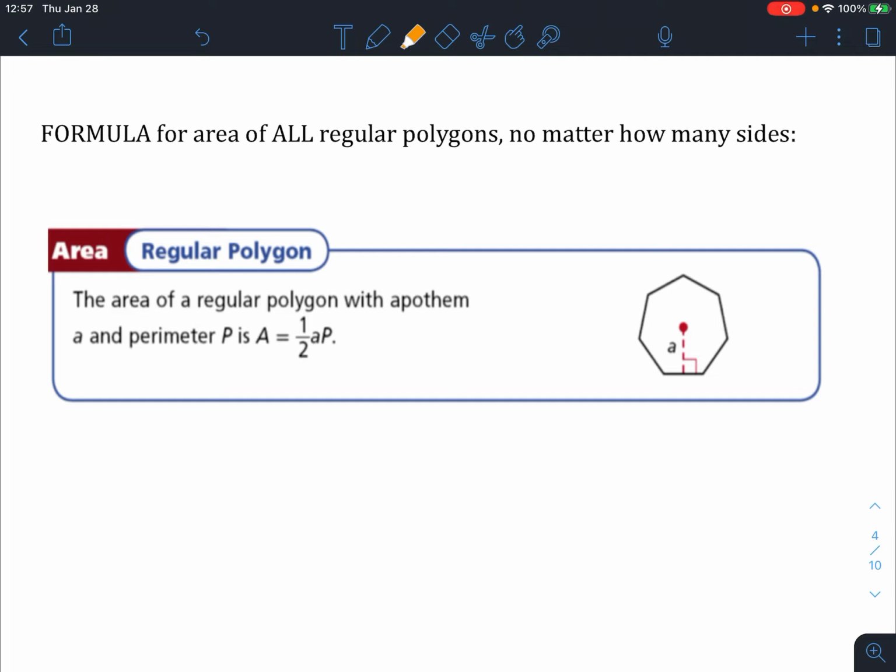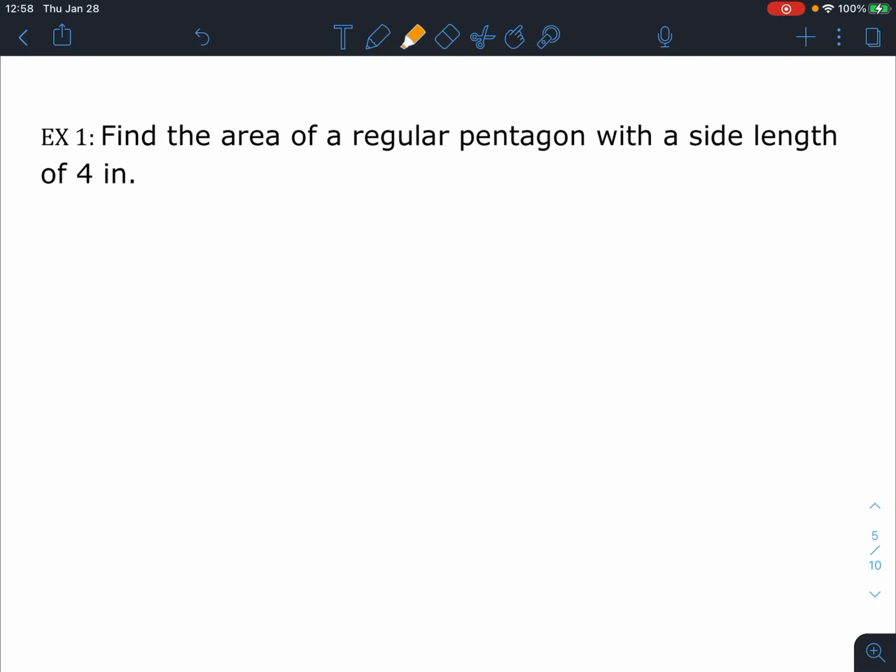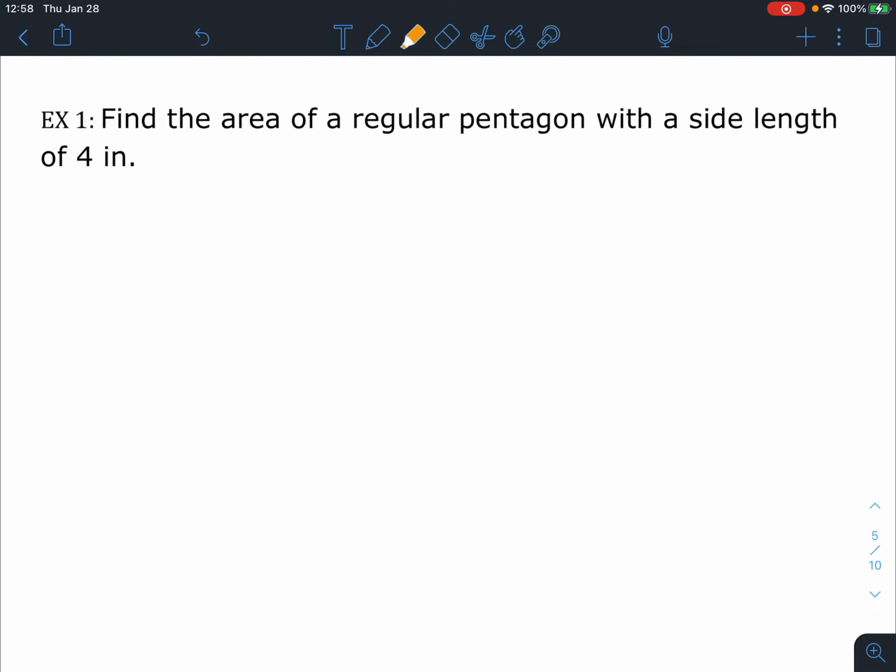So here it is, our formula again. 1/2 times apothem times perimeter. Again, I like to write it like this, but it's the same thing. 1/2 times AP or AP over 2. And that's it. Let's take a look at a couple problems.